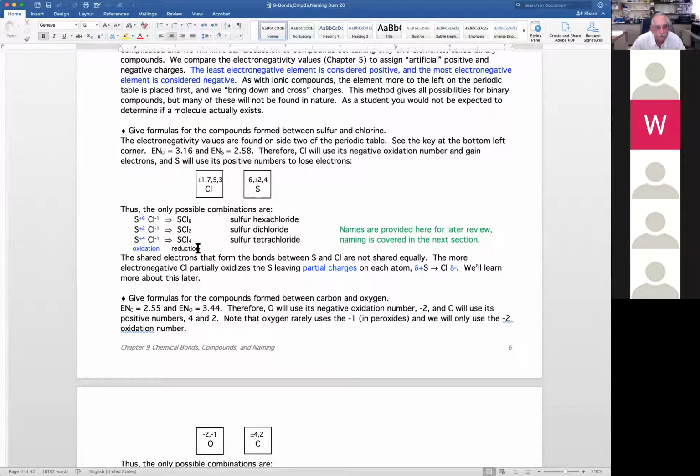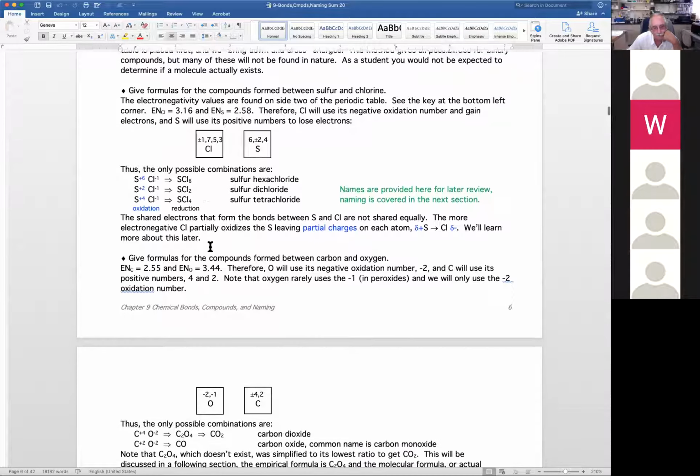Okay, I think I should fix that, because what's happening is the sulfur is being oxidized, but the chlorine is being reduced. These are too far apart right here. I'll have to fix that.